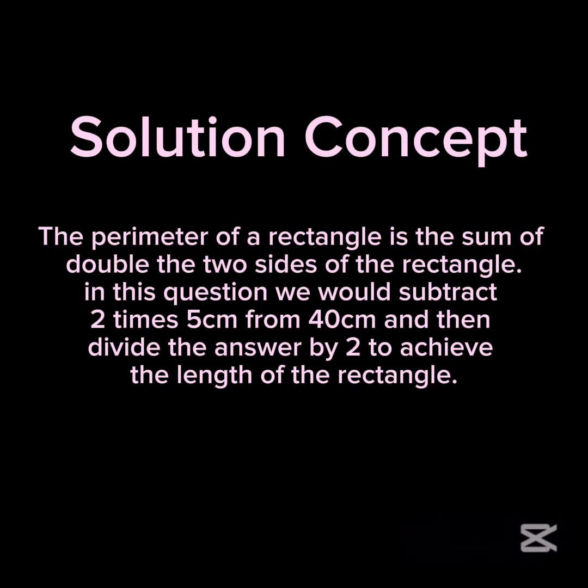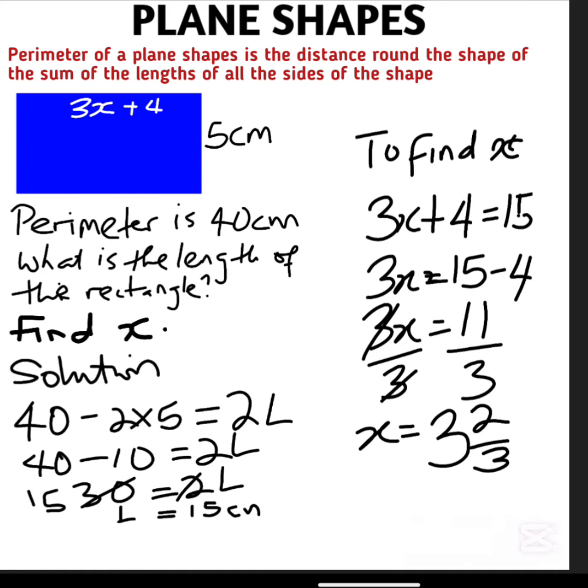Now in this question, we will subtract 2 times 5 cm from 40 cm and then divide the answer by 2 for us to achieve the length of this rectangle, as seen in the solution here. Therefore, the length of this rectangle is 15 centimeters.